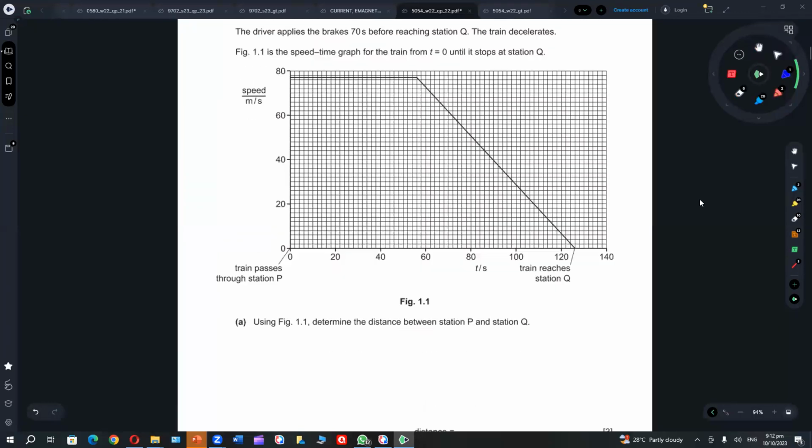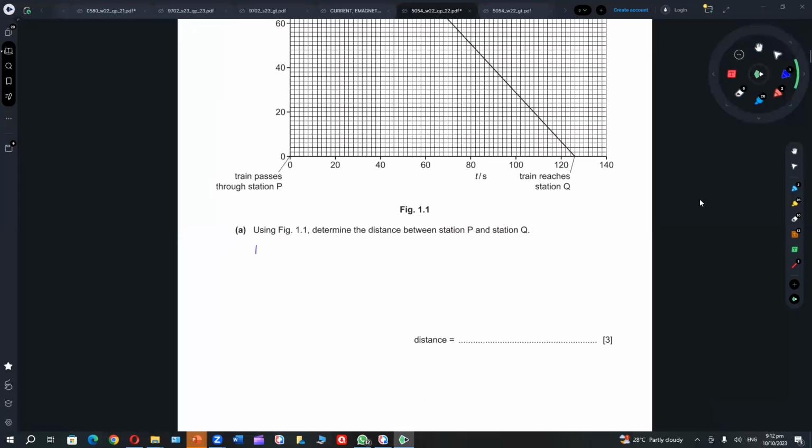How do we find distance in a speed time graph? Distance. Area under the graph, yes, very good. We find the area.